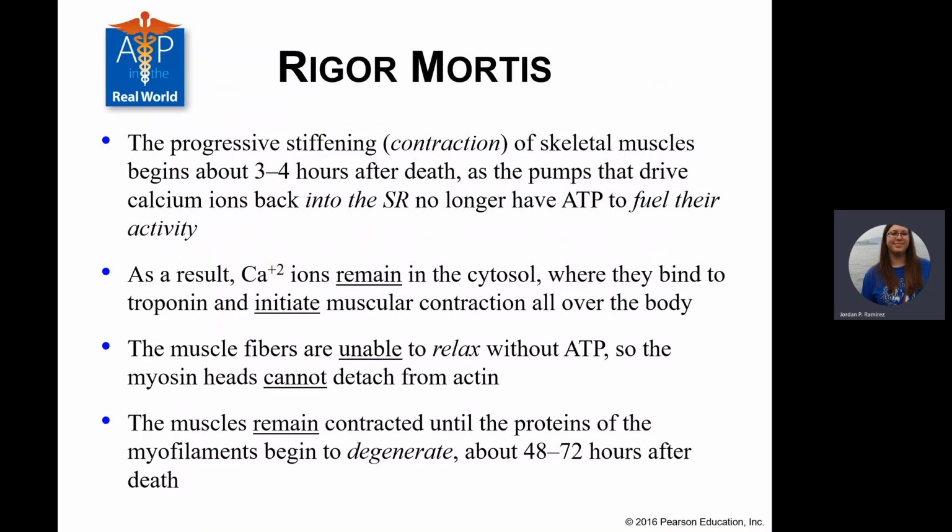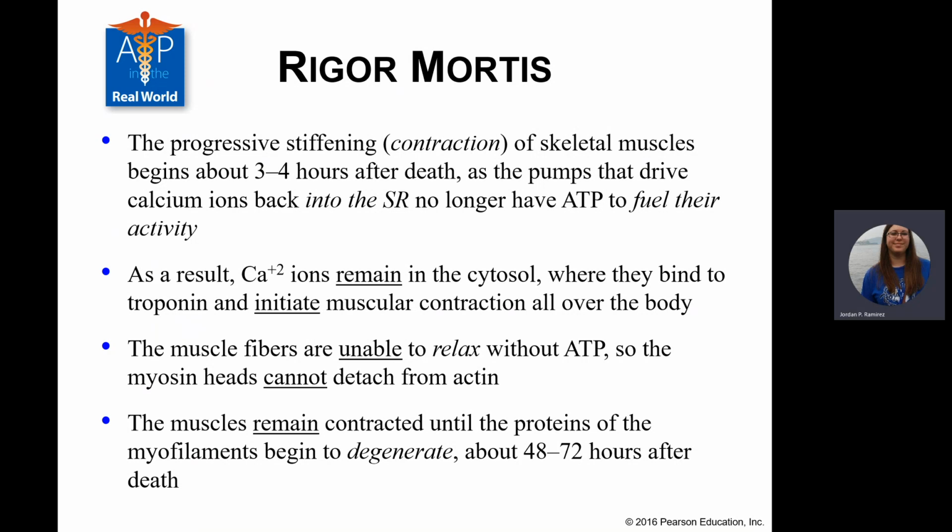This is a progressive stiffening or contraction of skeletal muscles, which begins about 3 to 4 hours after death. What happens with rigor mortis is essentially that the pumps that drive calcium ions back into the sarcoplasmic reticulum don't have any energy, so they can't do it. They can't pump calcium ions back into the sarcoplasmic reticulum. As a result, calcium ions remain in the cytosol, and they bind to troponin and initiate muscular contraction all over the body.